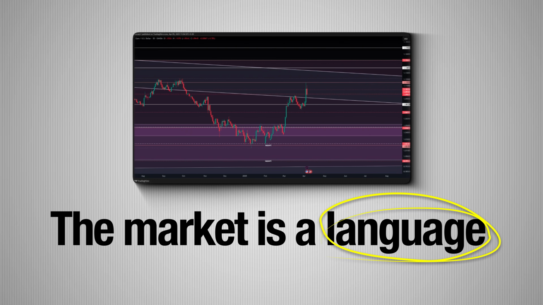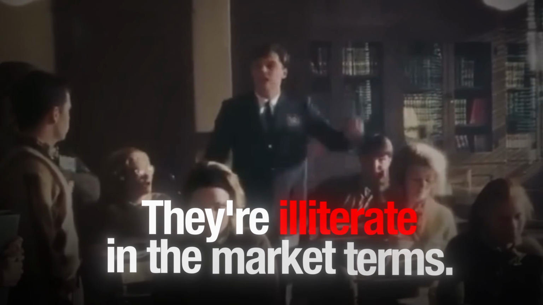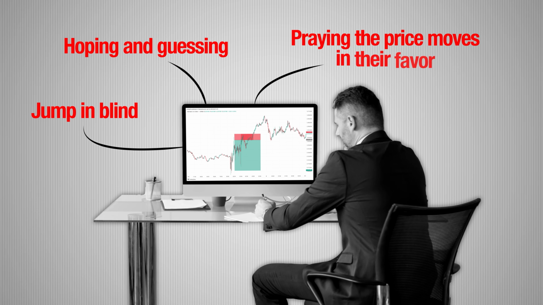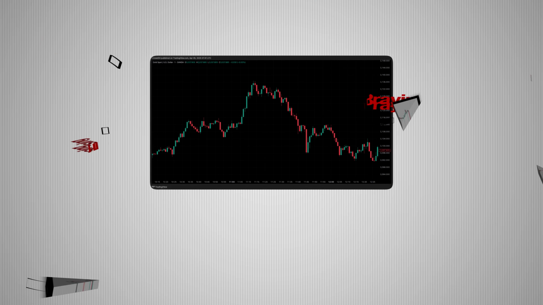All right, before you even think about clicking that buy button or entering a trade, you need to understand one thing. The market is a language. And like any language, if you don't know how to read it, you're gonna get wrecked. Most traders lose money. Why? Because they're illiterate in the market terms. They jump in blind, hoping and guessing, praying that price moves in their favor. But the market doesn't give a shit about your hopes or feelings. It speaks in charts. And if you don't understand what those charts are telling you, you're just gambling.